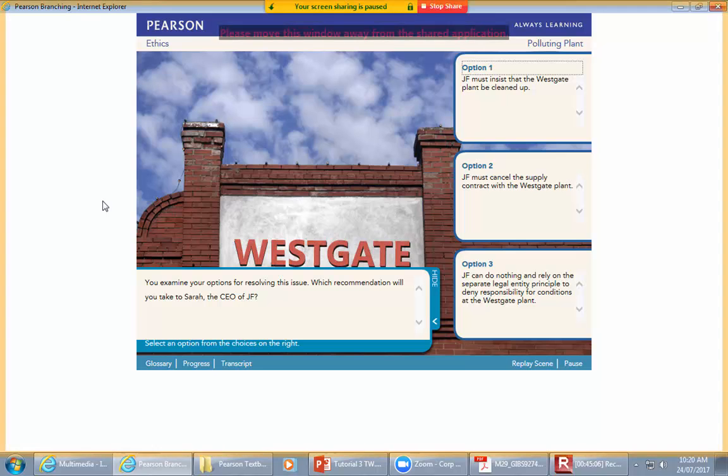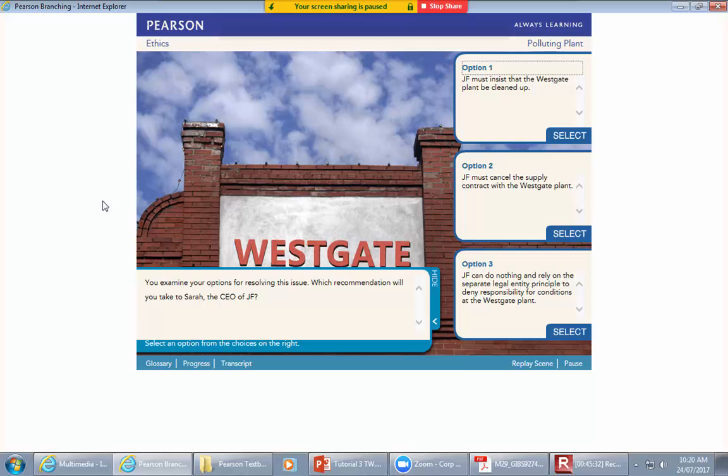So, the options. First, JF must insist that the Westgate plant be cleaned up. Or, option 2, JF must cancel the supply contract with the Westgate plant. Or, option 3, JF can do nothing and rely on the separate legal entity principle, a legal principle, to deny responsibility for conditions at the Westgate plant.